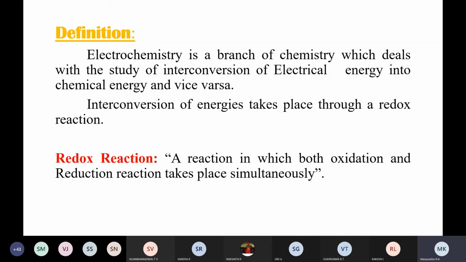Then what is a redox reaction? A reaction in which both oxidation and reduction reactions take place simultaneously is called a redox reaction. First, coming to the oxidation reaction.